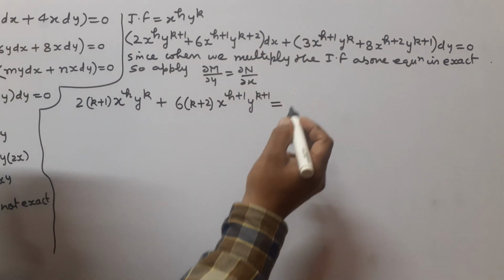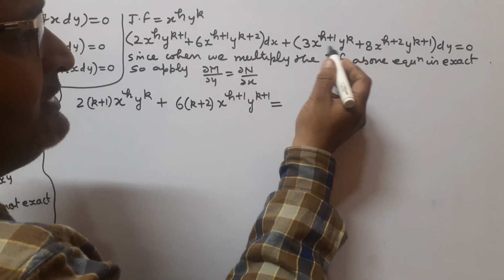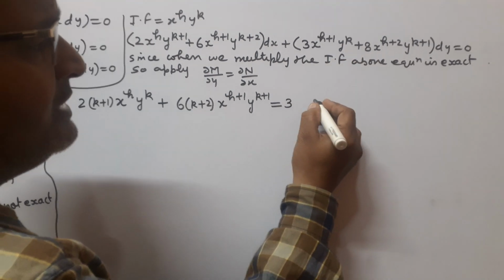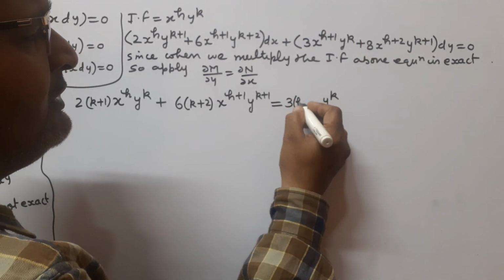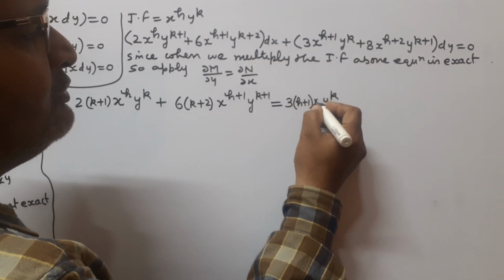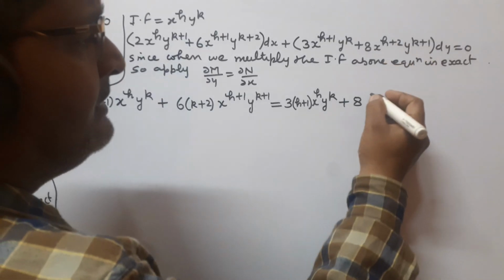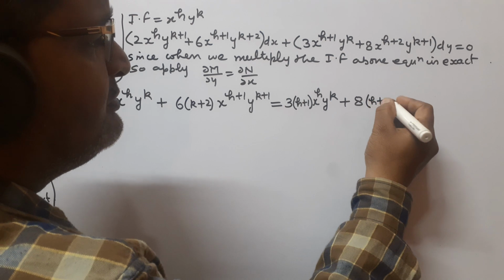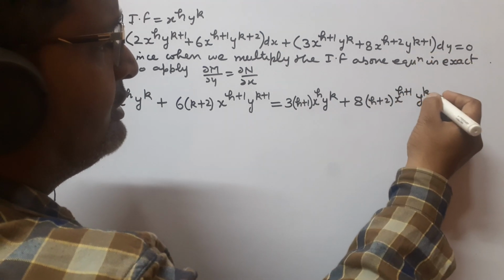Similarly, we differentiate N partially with respect to x. When we differentiate this term with respect to x, 3y^k is constant, and when we differentiate x^(h+1), we get (h+1) x^h. Similarly, in the second term 8 is constant here, and when we differentiate x^(h+2), we get (h+2) x^(h+1) and y^(k+1).